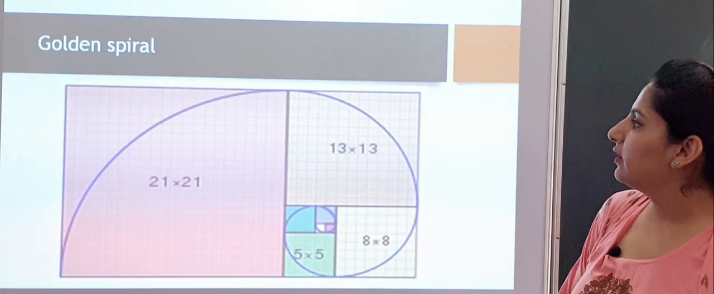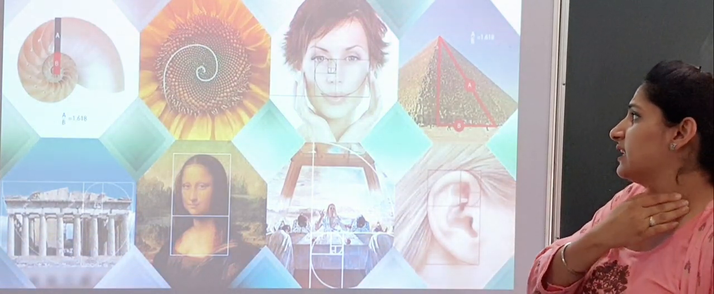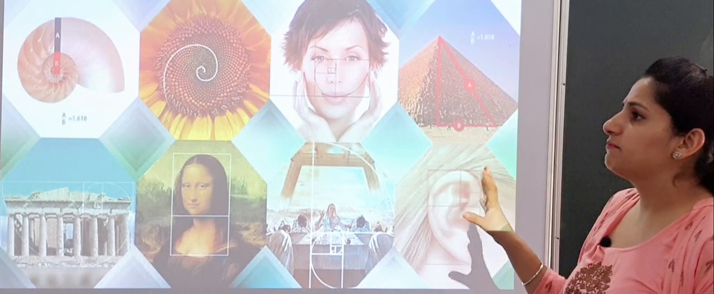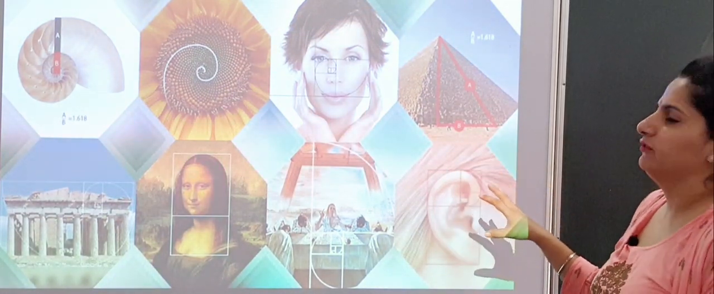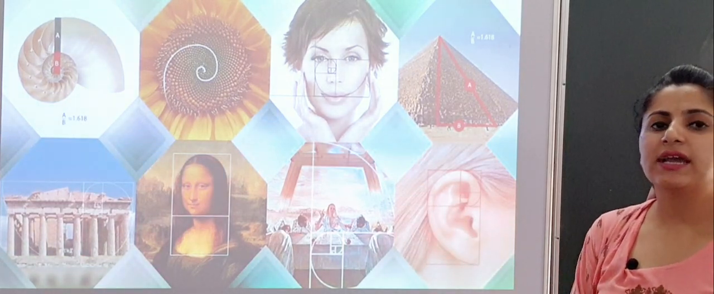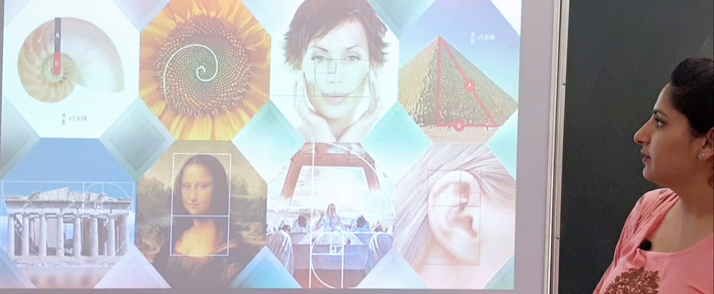So this type of figure, this type of structure, exists in many structures in nature. These are some of the examples. You can have a look from the internet also, you will find a number of things.